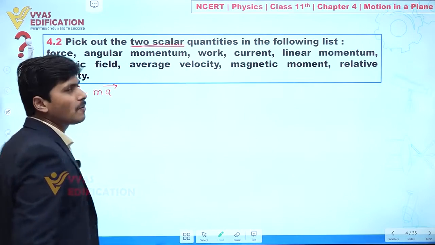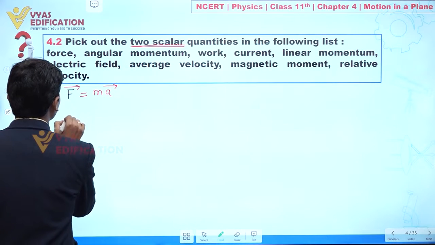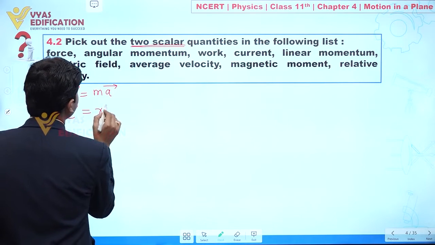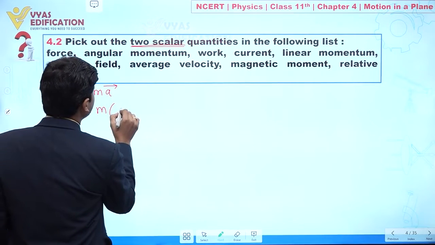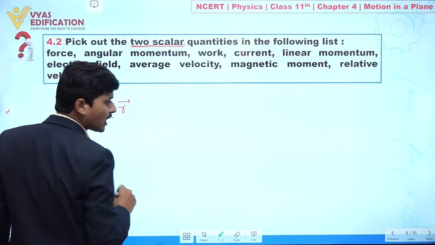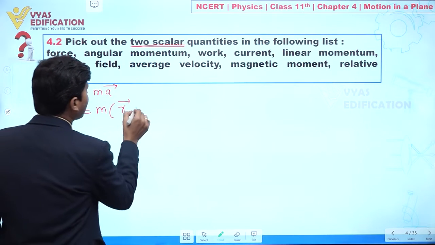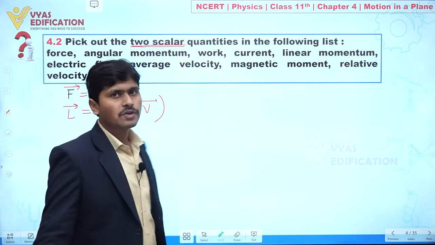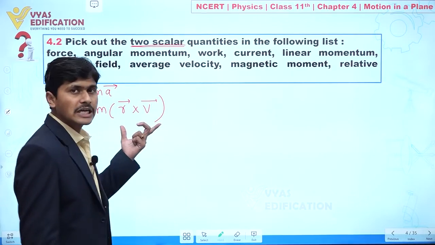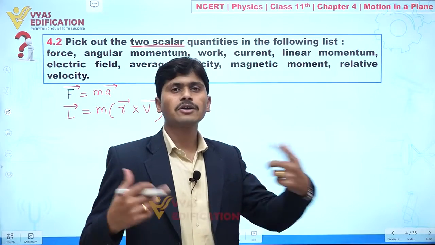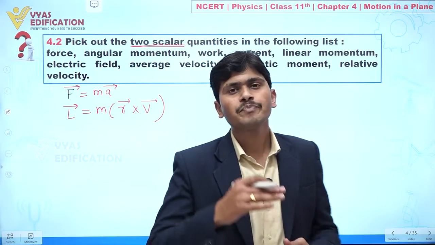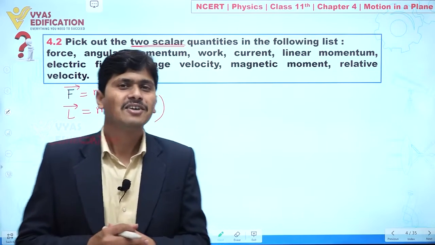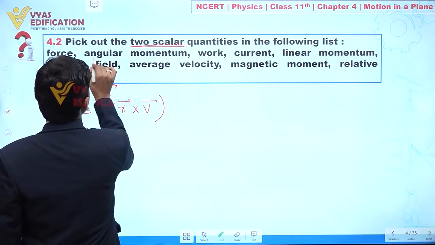Clear? Now if we talk about angular momentum, if you know the formula of angular momentum, it is defined as mass multiplied by V cross R, or we can say M R cross V. Clear? So now you can say here we have a cross product. From the R cross V we are definitely getting a vector quantity. Clear? Because this is a cross product and the output of a cross product is always a vector. So this one is also a vector quantity.